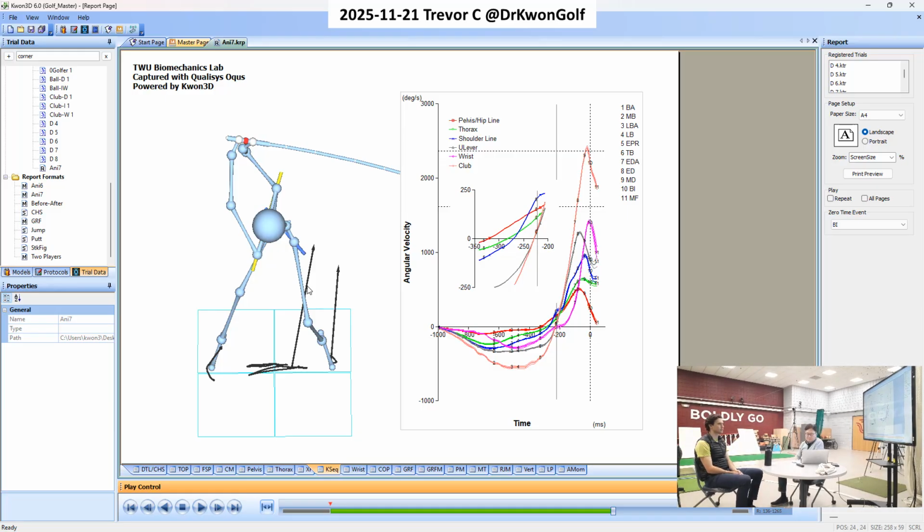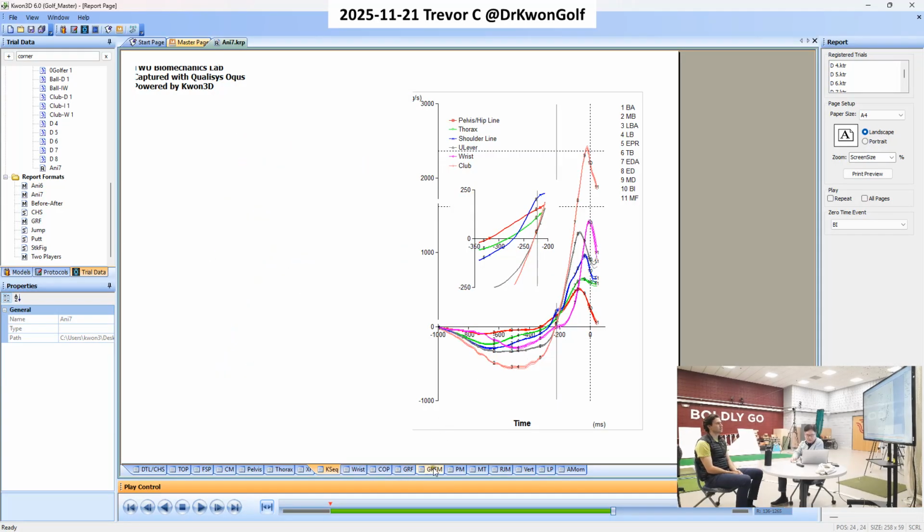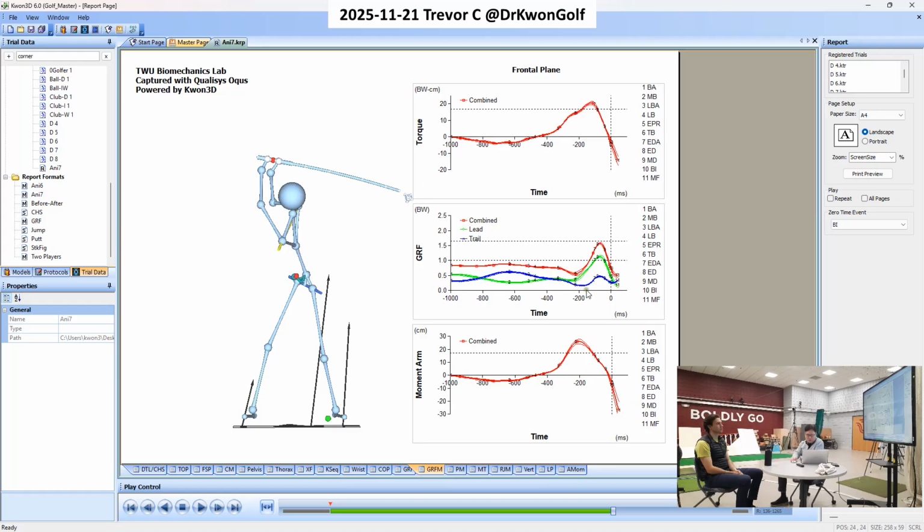Right. But here, this is a bit increased. The amount of force you're putting on the lead side, this gap is increased from the previous one. Right. And so why is it that with the longer club, it doesn't work? What is it about the club getting longer?